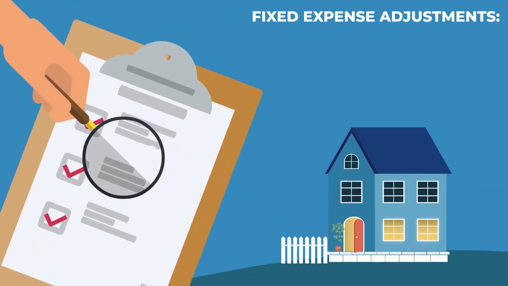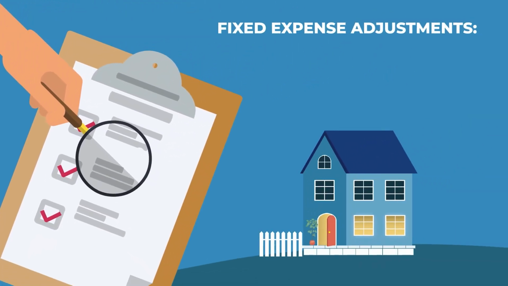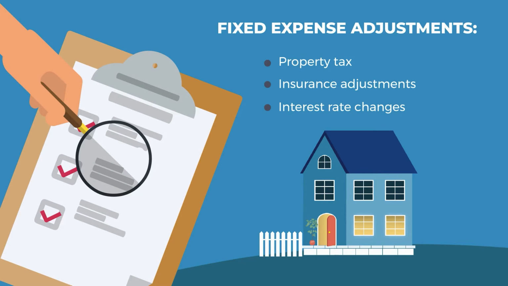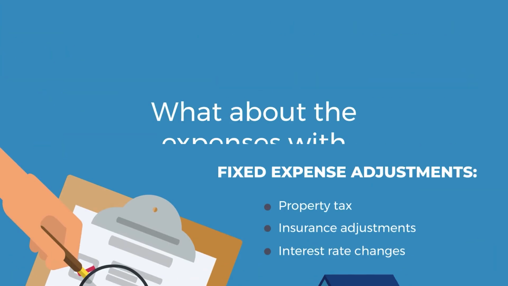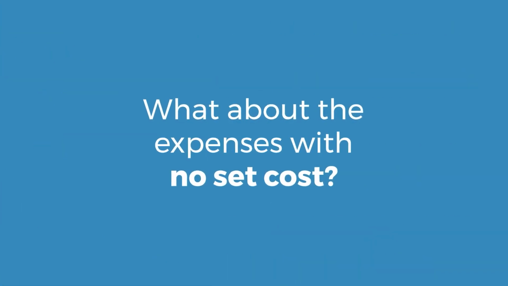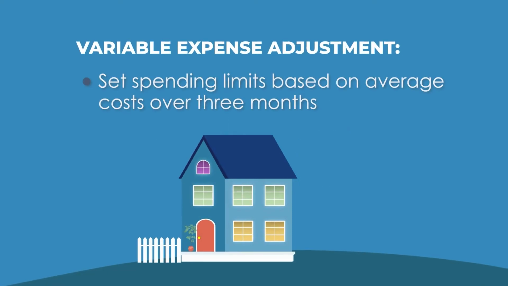Fixed expenses are easy to house due to their consistency, only adjusting for things like annual property tax and insurance adjustments on your mortgage or rate changes on variable loans. On the other hand, flexible and discretionary expenses have no set costs. You must take the steps to ensure they fit in your budget.